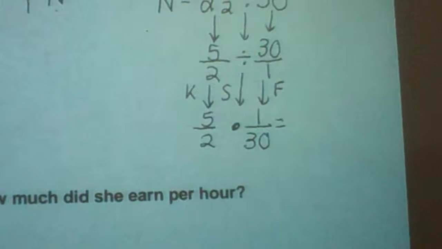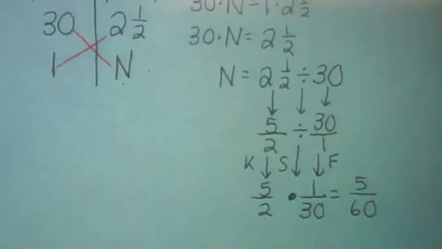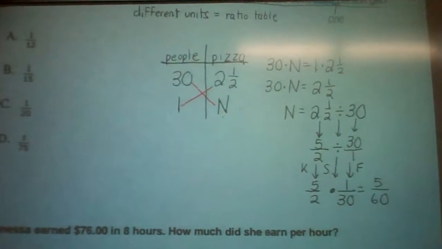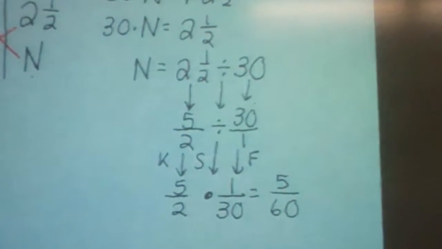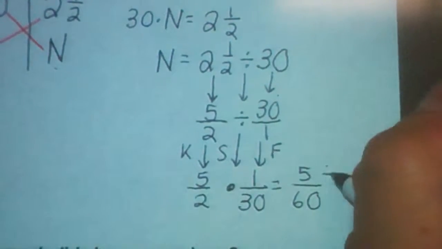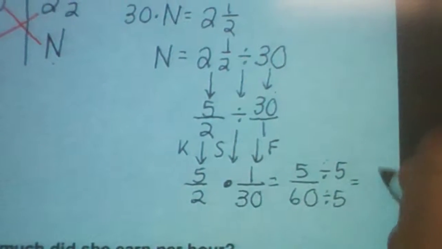I'm very close to being done now. If I shoot across, I get 5/60. And then I look at my answer choices and I don't actually see 5/60. So that tells me I probably need to do what to 5/60? Call it out if you know it. And reducing by 5 will give you the correct answer.